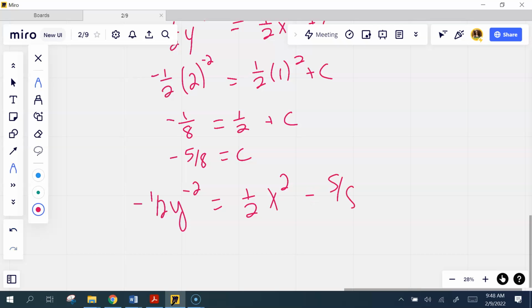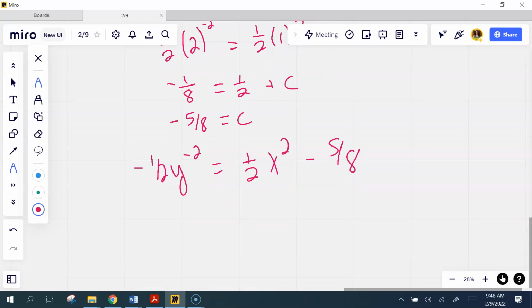Minus 5/8. So can I just do times -2? That's exactly what I do. I times -2, so I have y to the -2 equals negative x squared plus -2 would be what? 5/4? Now, here's what I did. What do you do when you have this exponent and it's negative and you don't know how to get rid of it? That's exactly what I did.